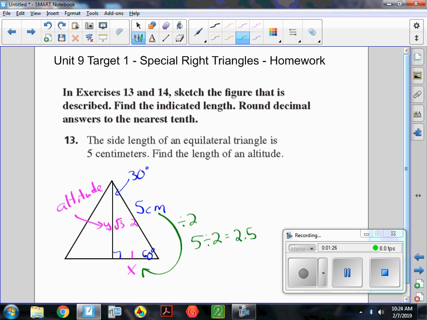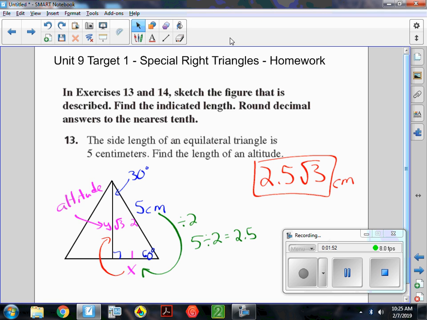That means the bottom of it is going to equal 5, just like the side of it. And since the altitude goes through the midpoint, each half of the bottom will be 2.5. So x is 2.5. Then, to find the altitude length, since I'm going to make a bigger segment, I'm going to take 2.5 and multiply that times the ratio. So 2.5 root 3 centimeters is the length of the altitude.